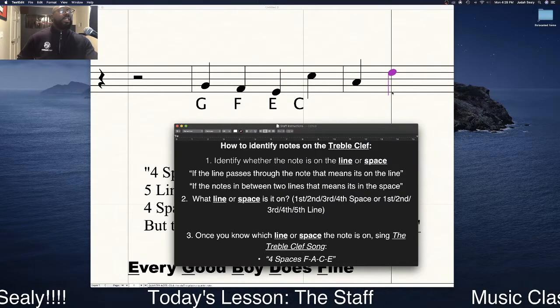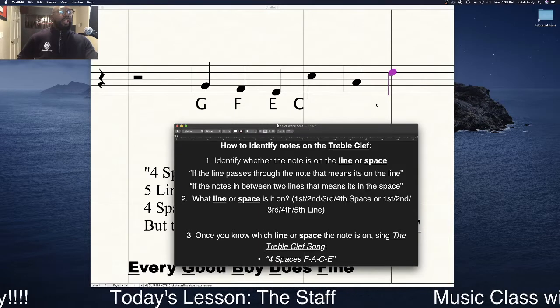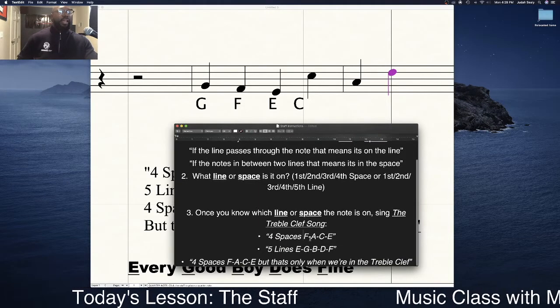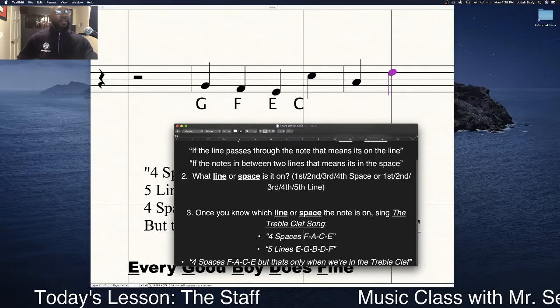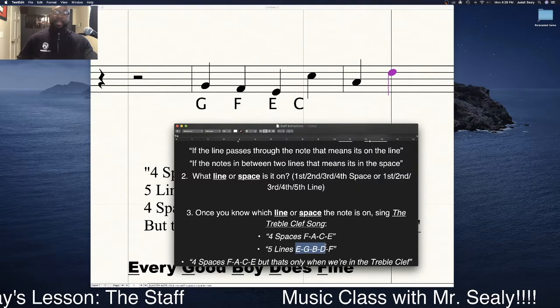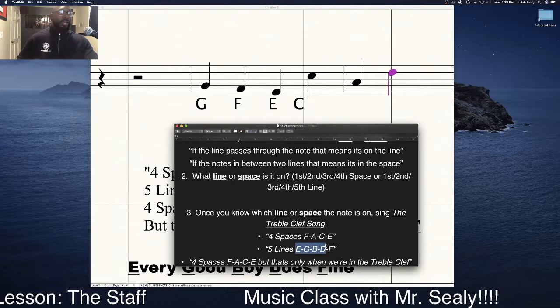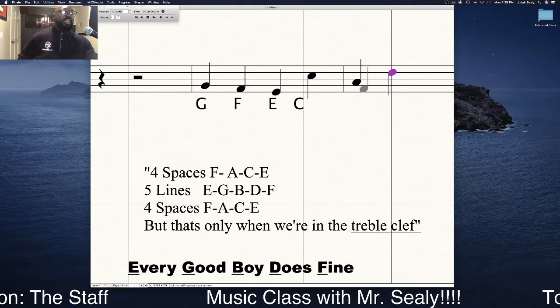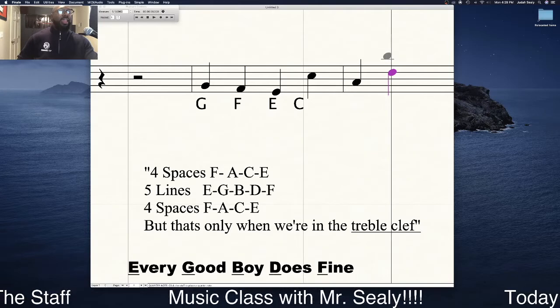So it's on the 4th line. 1, 2, 3, 4th line. Okay. In the 4th line, 5 lines. If we go down here, 5 lines. E, G, B. Oh, stop right on that 4th line because that's our 4th line. So that makes this D. So our 2 notes are A and D.